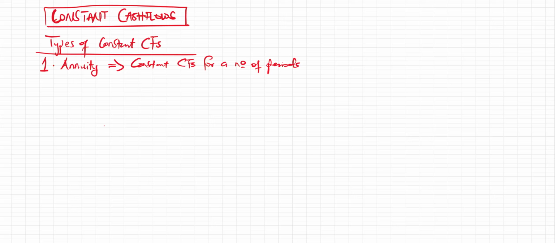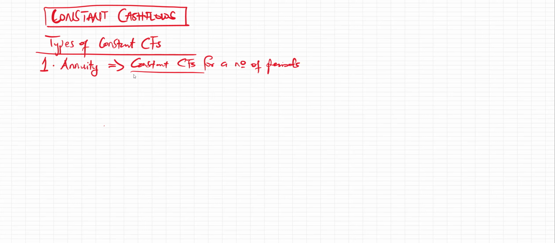If I tell you you are going to invest 10,000 now and get 2,000 for the next 5 years, 2,000, 2,000, 2,000, 2,000, is it not constant cash flow? The same cash flows for some number of years, we call it an annuity. Is it clear?